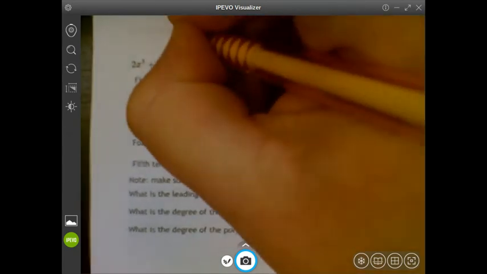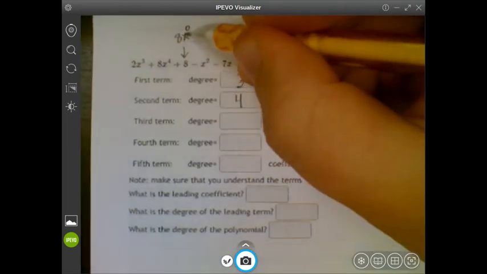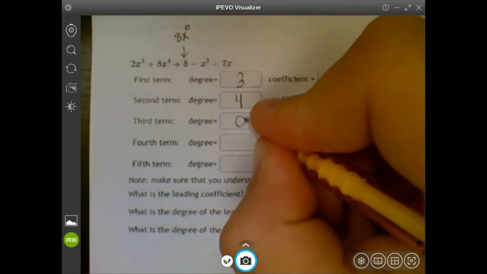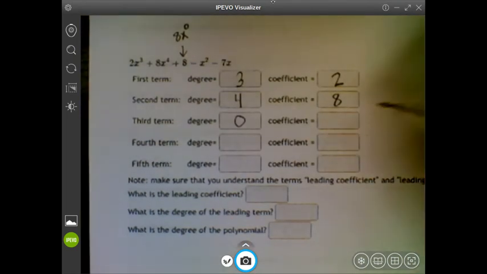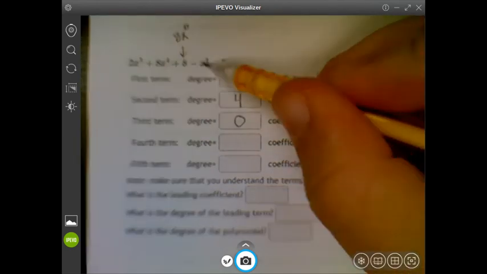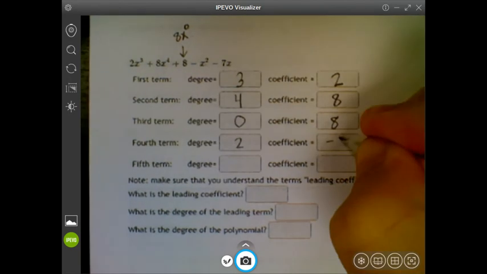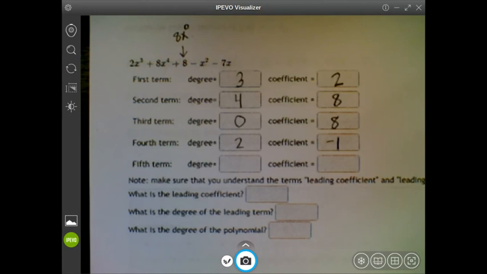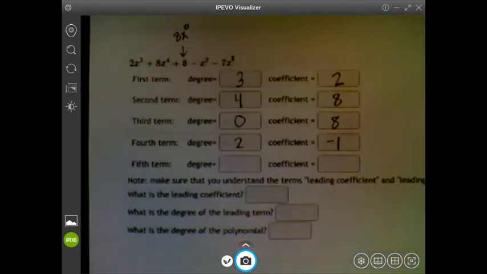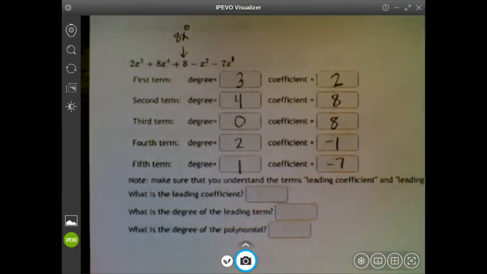This right here, the plus 8, technically that's 8 times x to the power of 0. Anything to the 0 power is 1, and 1 times 8 is 8. So that's where that term is coming from. So its degree is 0, and its coefficient is a positive 8. The fourth term, its degree is 2, and its coefficient is negative, and if there's not a number written there, it's a negative 1. And then the last term, just an x, is x to the first, so its degree is 1, and its coefficient is negative 7.